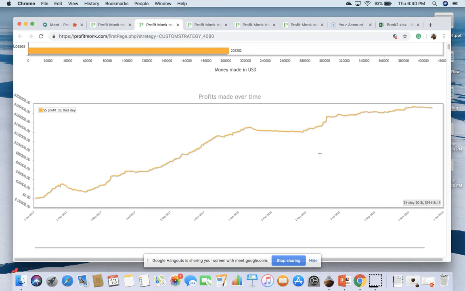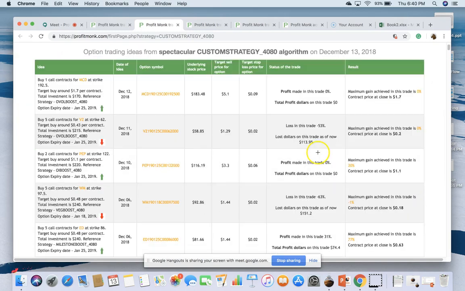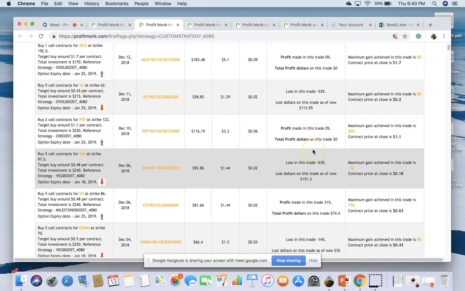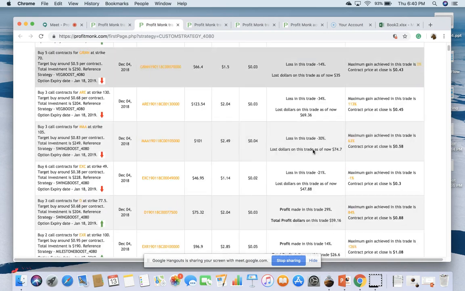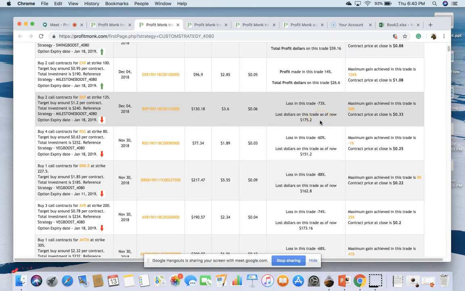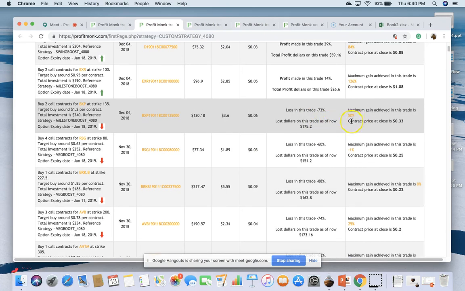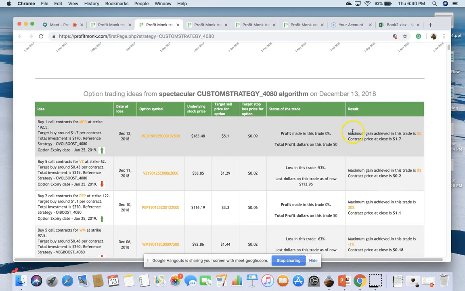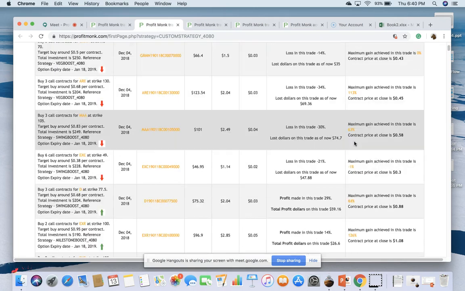So just a little deeper. Basically, you can see the number of trades are not too many, because in December we are 12 days in, pretty much, and it has made about 7 or 8 trades. That's the number of trades in December.